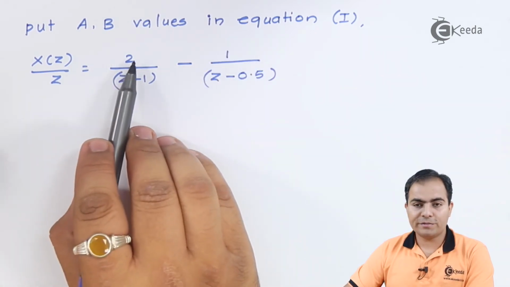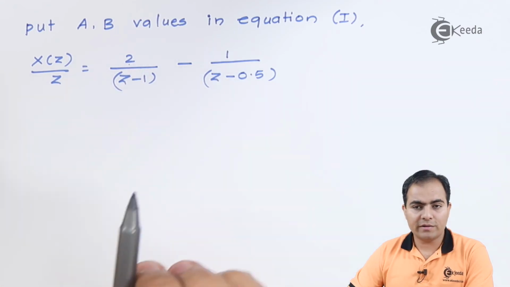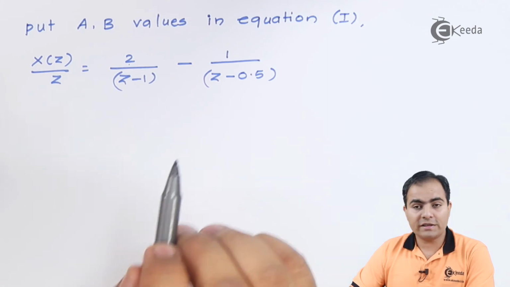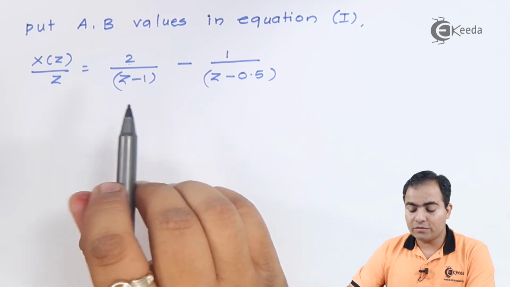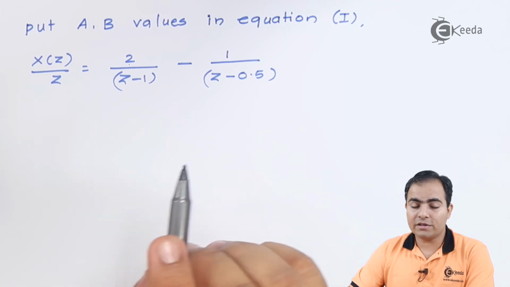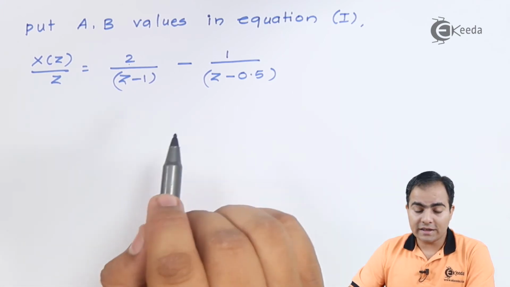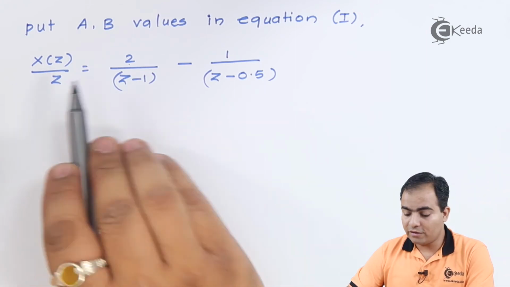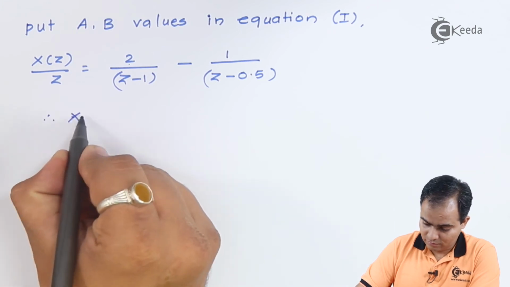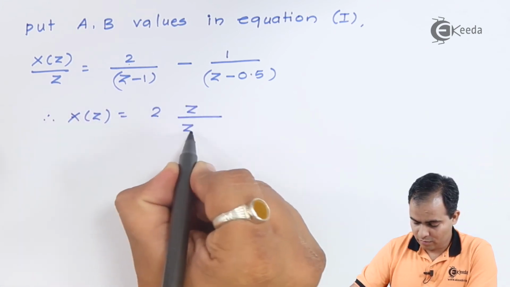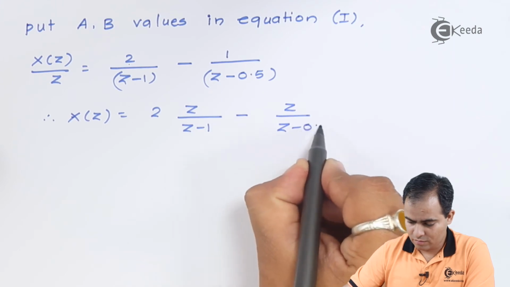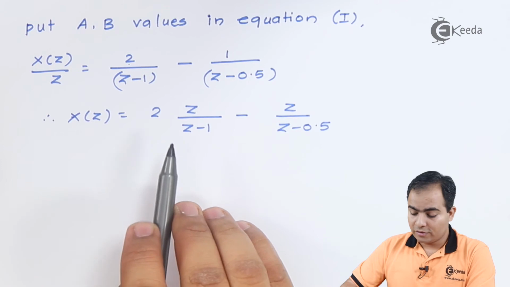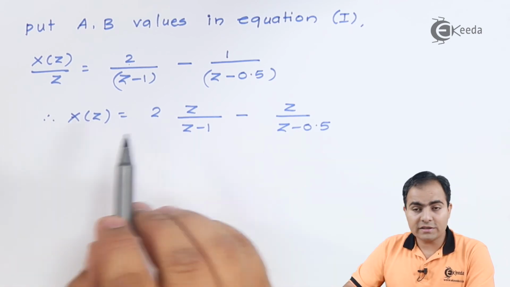Now I have already substituted the value of a and b in equation number 1. The next step is we have to find out the inverse z transform, but that inverse z transform totally depends on the given ROC. The first ROC was mod z is greater than 1, and the second ROC was mod z is less than 0.5. But first of all, I'll shift this z on the right hand side.